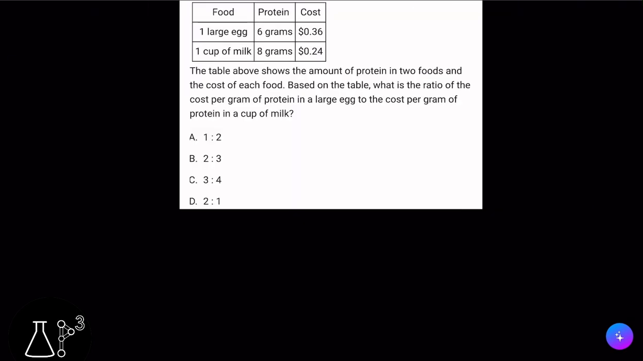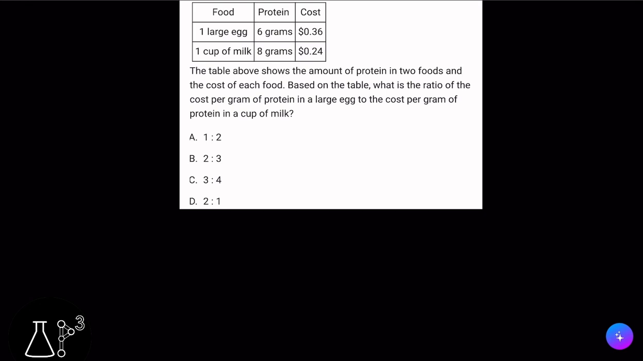Okay, let's do a different question now. The table shows the amount of protein in 2 foods and the cost of each food. Based on the table, what is the ratio of cost per gram of protein in a large egg to the cost per gram of protein in a cup of milk? So we're given a table. We see 1 large egg equals 6 grams, and the cost is 0.36 dollars. For 1 cup of milk, it's 8 grams of protein, and it costs 24 cents.